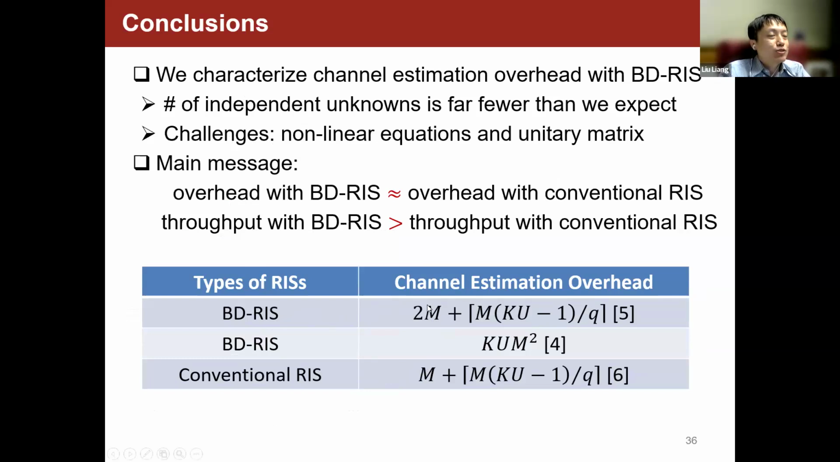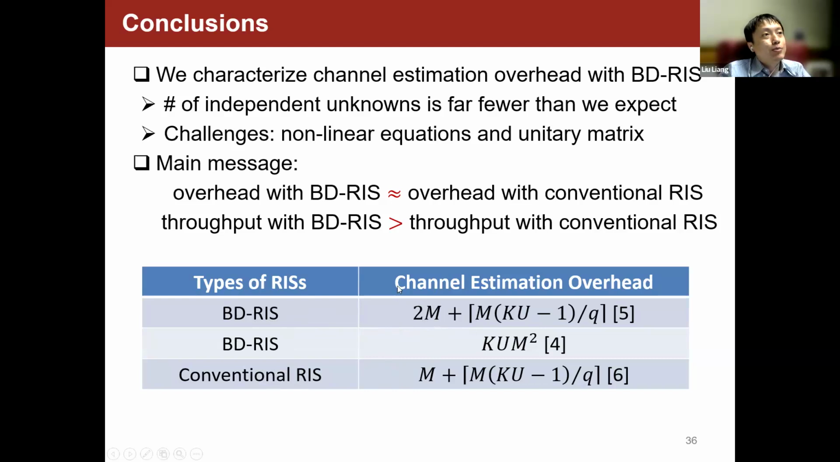But if we want to estimate the channel, the algorithm to estimate the channel is more challenging than that used for conventional RIS. But anyway, we can use more advanced signal processing techniques to estimate the channel with similar overhead, right? The channel overhead orders are similar in BD-RIS aided communication and the conventional diagonal RIS aided communication. This is the best news we have shown in this talk.